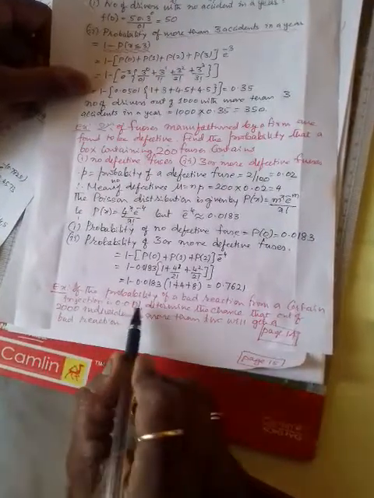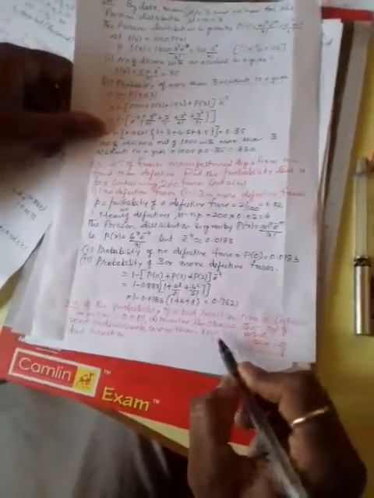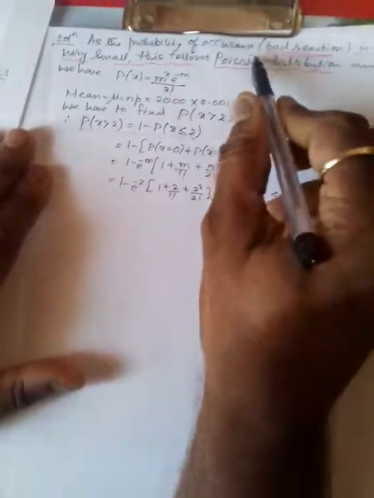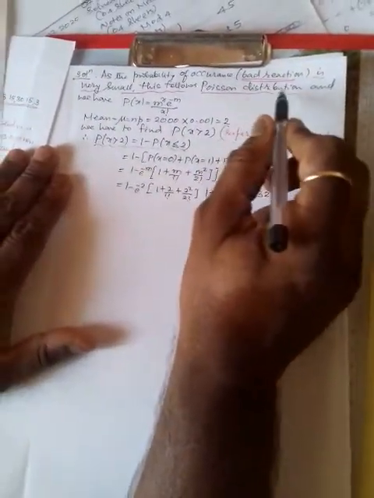Next, another example. If the probability of a bad reaction from a certain injection is 0.001, determine the chance that out of 2000 individuals, more than 2 will get a bad reaction. I chose this example in view of the present corona situation. Okay. Therefore, the probability of occurrence, that is the bad reaction, is very small. This follows Poisson distribution. One more reason to choose this example is what? In the example, there is no condition that Poisson is shown.